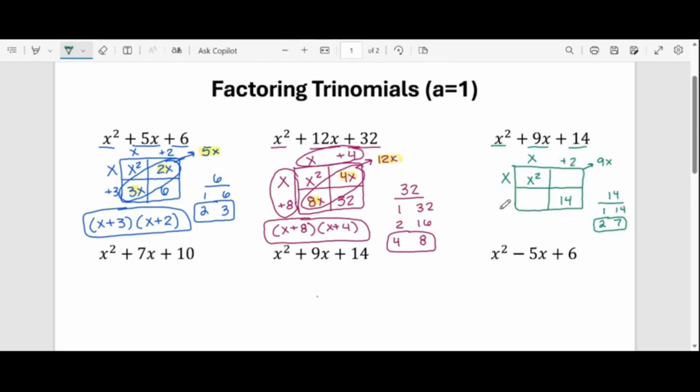So you can put the 2 and the 7 in either spot. Up here, we're going to have 2 times x, which is 2x, and 7 times x, which is 7x. So, to be clear, x times x gets us x squared, 2 times x gets us 2x, 7 times x gets us 7x, and the 7 times the 2 gets us 14. So that's how we fill in that box. These two on the diagonal add up to 9x. So our factor here is going to be x plus 7 times x plus 2.